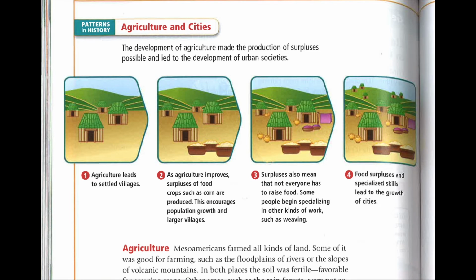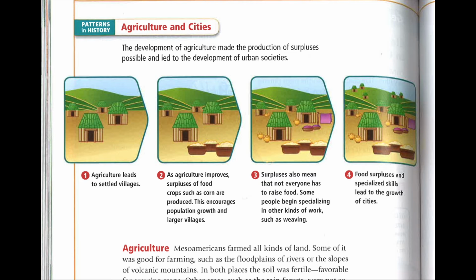Agriculture in cities. The development of agriculture made the production of surpluses possible and led to the development of urban societies. Step 1. Agriculture leads to settled villages. Step 2. As agriculture improves, surpluses of food crops, such as corn, are produced. This encourages population growth and larger villages.